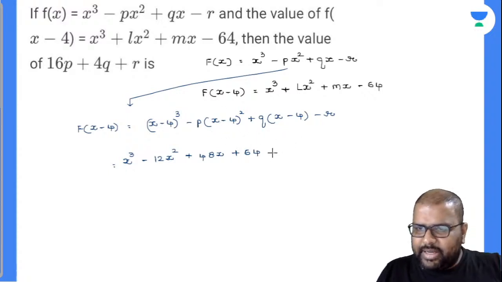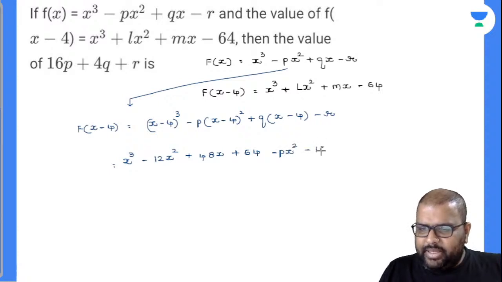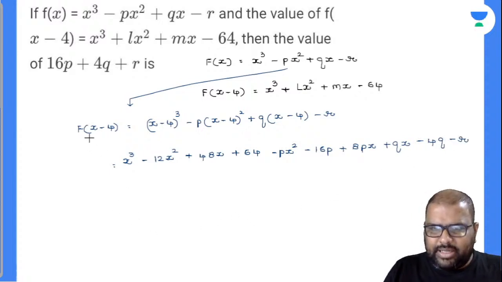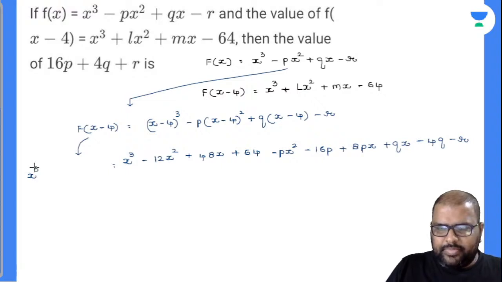Can I write down like this? Minus px square minus 16p plus 4 2s are 8, minus 8px, minus into minus will become plus 8px, plus qx minus 4q minus r. You closely observe there, this one you wrote, right, is already given here: x cube plus lx square plus mx minus 64.